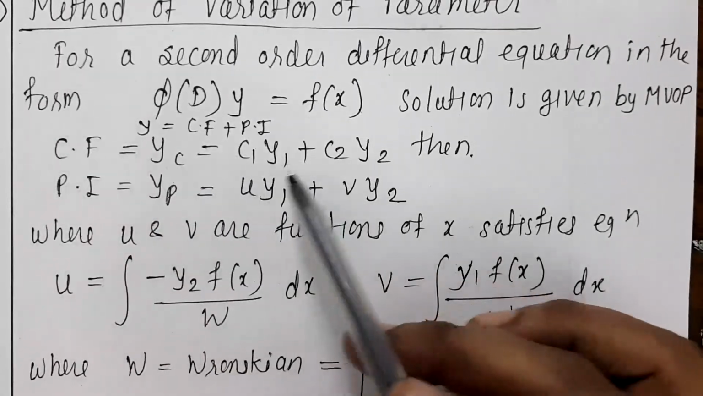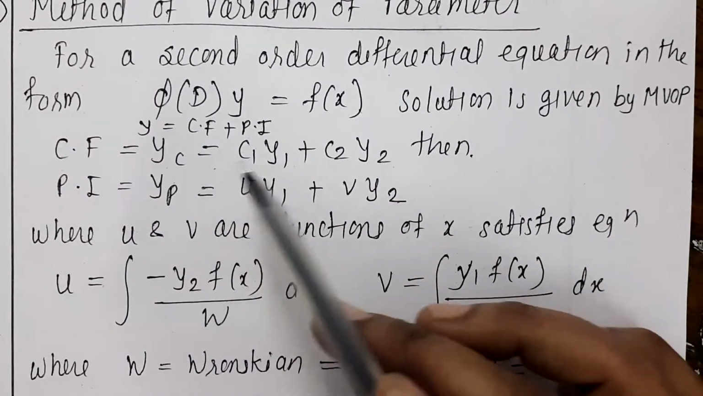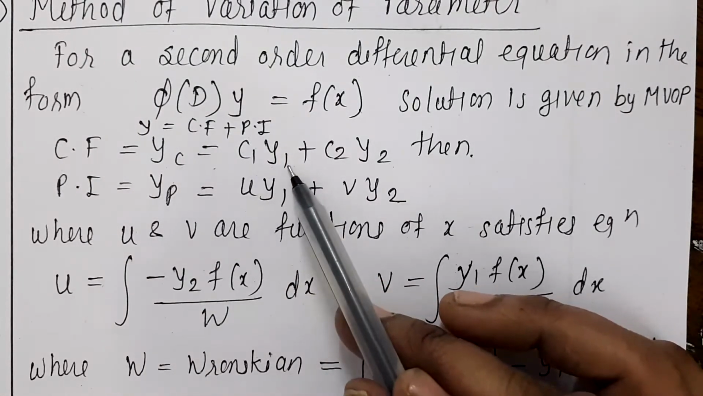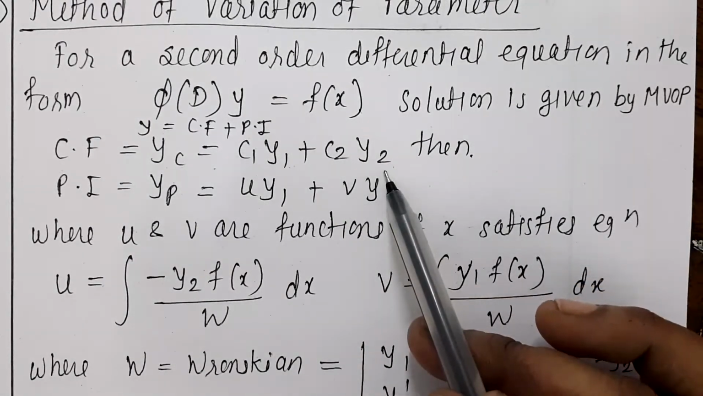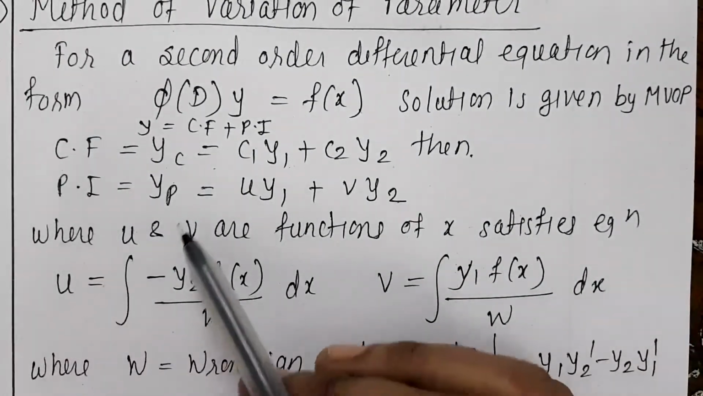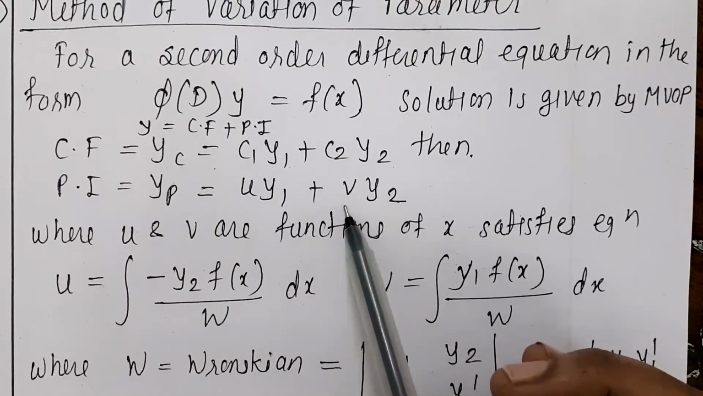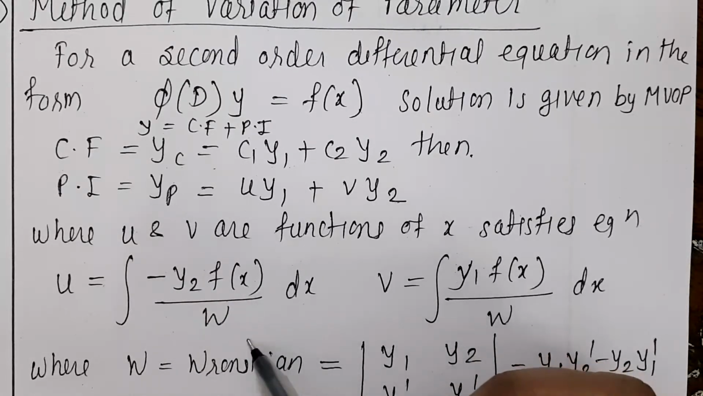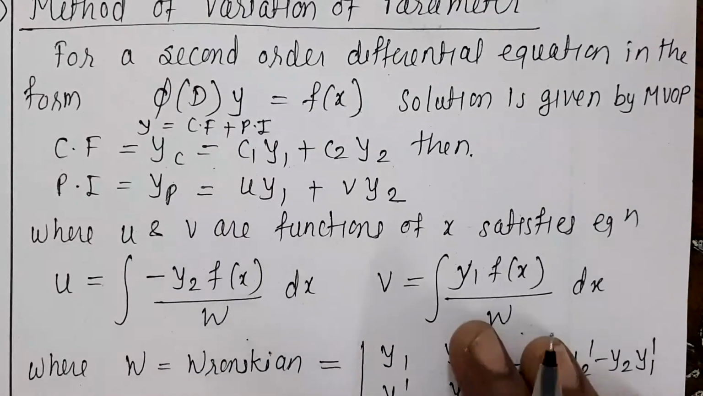CF is equal to c1y1 plus c2y2. CF we can find by our usual method, whatever function is multiplied by c1 is denoted by y1, plus c2 multiplied by another function, denoted by y2. After getting this y1 and y2, we get PI in the form u into y1 plus v into y2. To find this u and v, we have the formula: u is equal to integration of minus y2 f of x divided by w, and v is equal to integration of y1 into f of x divided by w dx.